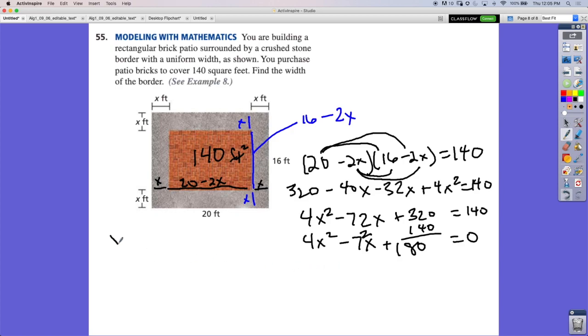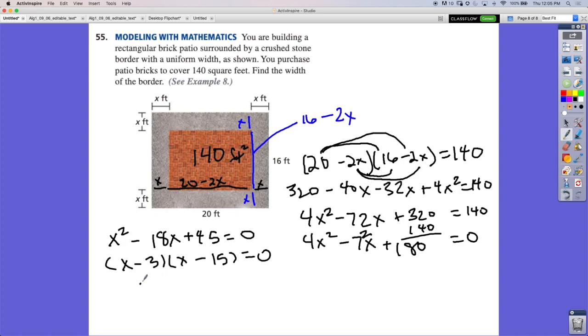So this is going to be x squared minus 18x plus, divide that by 4, that's going to be 45, equals 0. So now we're going to factor this. Let's see. 45, 9 and 5. No, that won't work. But I know I can get it with 3 and 15. So x minus 3, x minus 15.